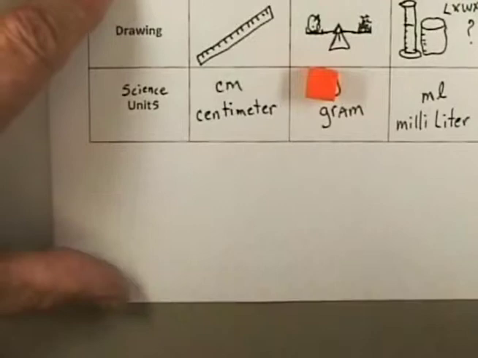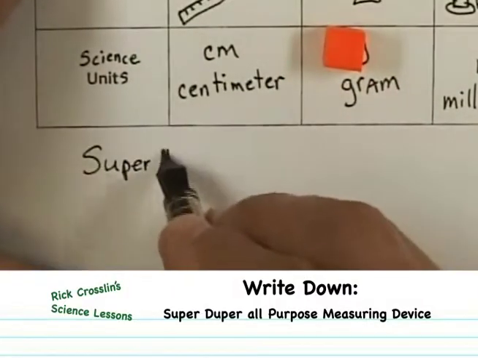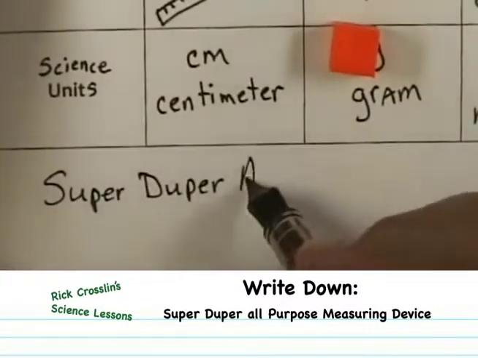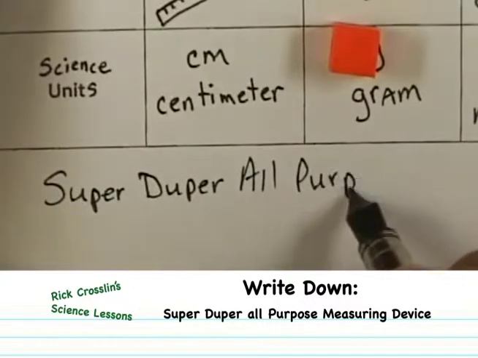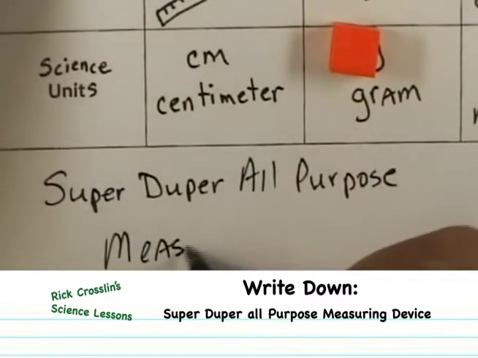All right, I ask for a, boys and girls, write this with me. I ask for a super duper, all-purpose measuring device.